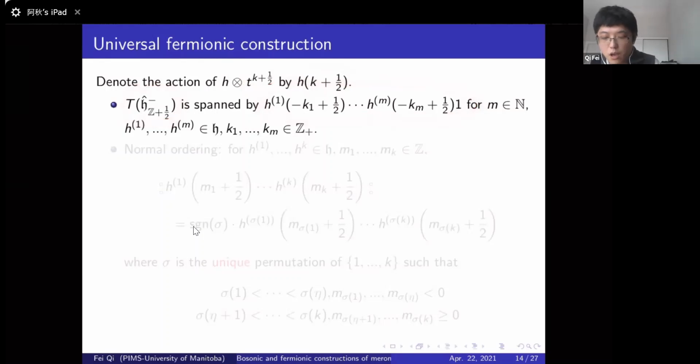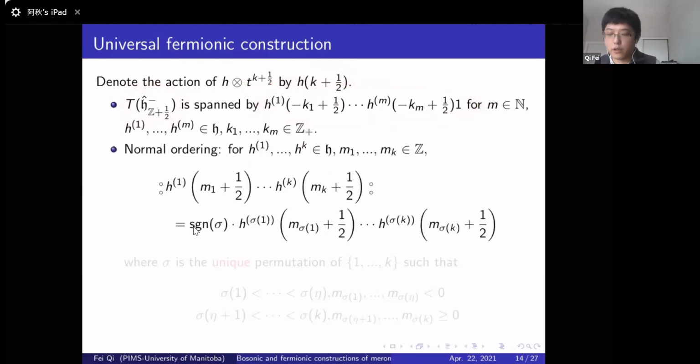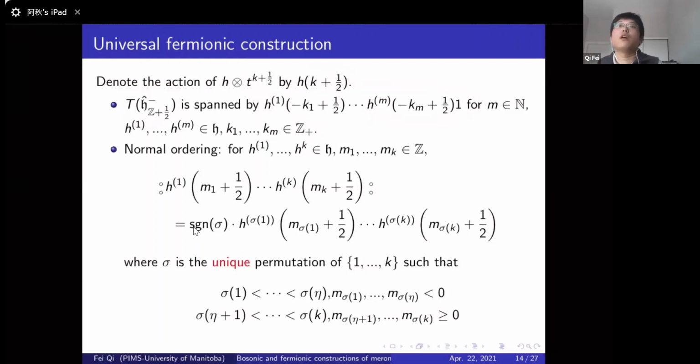Regarding the normal ordering, it's still going to be similarly defined. So you push all the negative modes to the front and all the positive modes to the back. The only difference is that over here you have to involve a signature of the permutation sigma. But that's the nature of the Clifford relation.